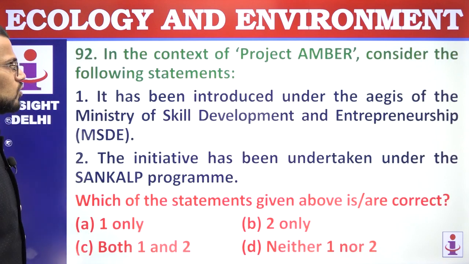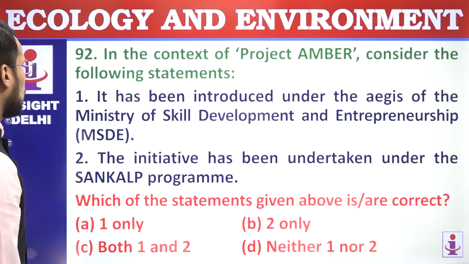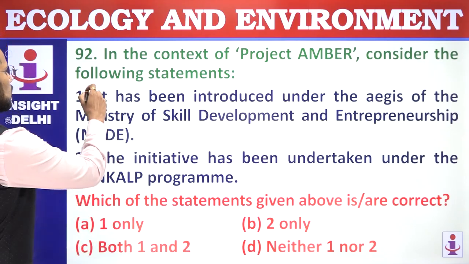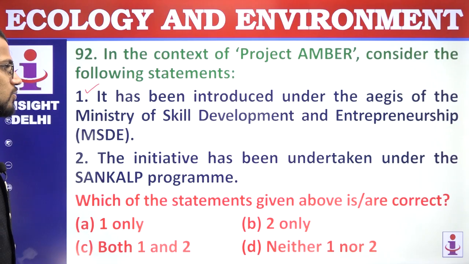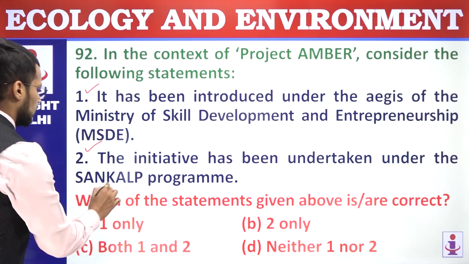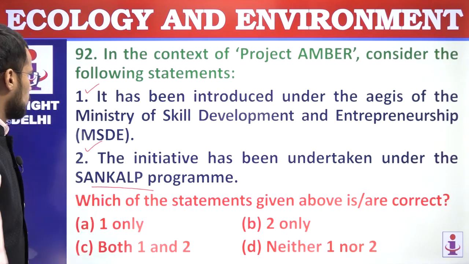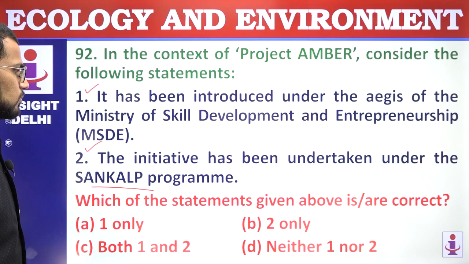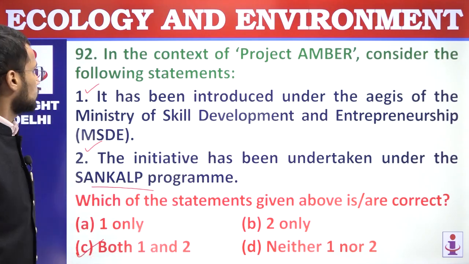92. In the context of Project Amber, consider the following statements. First, it has been introduced under the aegis of Ministry of Skill Development and Entrepreneurship. Correct statement. Second, the initiative has been undertaken under the Sankalp program. This is also correct. Sankalp program focuses on women candidates. So both these statements are correct. We are supposed to find out correct statements. Answer is C, both 1 and 2.